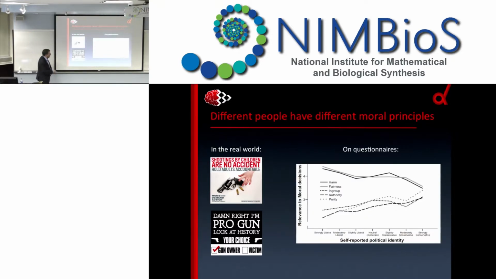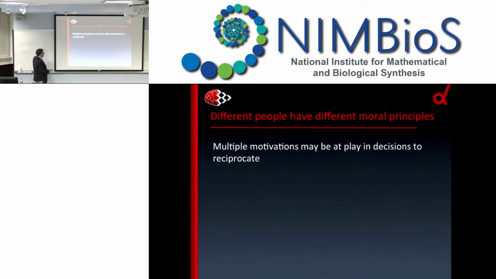We see it on questionnaire data too. This is from Jonathan Haidt, showing that as political identity goes from liberal to conservative, different kinds of norms come into play. So when you're strongly liberal, things like authority and purity are less important than when you're strongly conservative, but things like harm and fairness are more important. So there's a multiplicity of these moral principles or beliefs in the world. So it seems reasonable to think they might also exist when trying to make decisions about whether to return a favor or not. So the basic notion is that there may be multiple motivations at play in decisions to reciprocate.